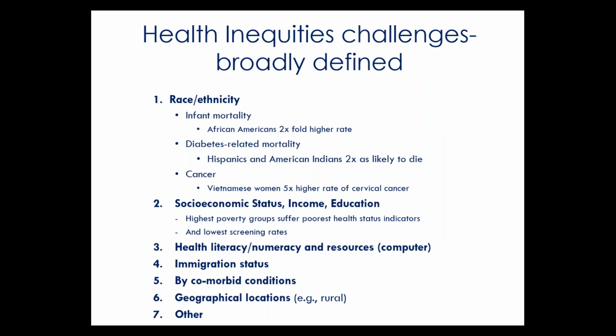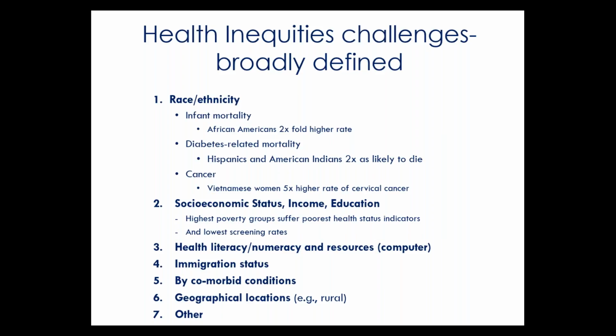As you well know, these stats, whether it's African Americans and infant mortality, the topic of our work on diabetes-related mortality for Hispanics or American Indians, where it's 2 or even 3-fold more likely to contract and die of a disease. And then for cancer, it varies very much by cancer site. Just as an example, Vietnamese women are 5 times more likely to have cervical cancer.